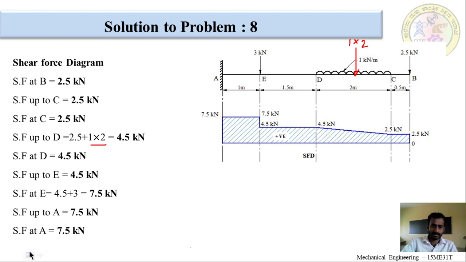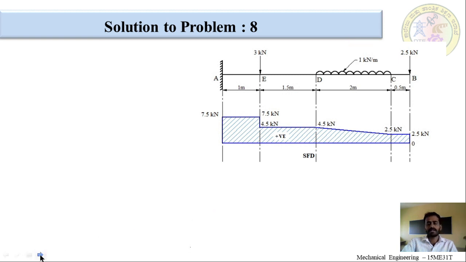Now, moving on to the next part of the problem, that is the bending moment diagram. So, to draw the bending moment diagram, we need to solve for the bending moment, that is bending moment at B is equal to 0. Okay, as we know, at the free end of the cantilever beam the bending moment is 0.